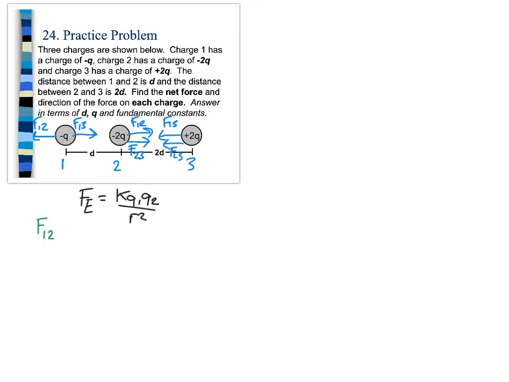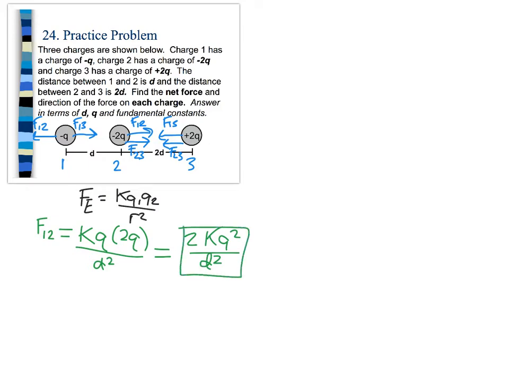Now that I've identified the direction of those forces, I'm going to use our equation, Coulomb's law, to determine the amount of force that we have. So F12, the force between 1 and 2, is going to be k times charge 1, which is just q, remember, we're ignoring the signs and just thinking about the magnitude, times charge 2, which is 2q, all over the distance between them, which is d squared. That ends up being 2kq squared over d squared when we simplify it.